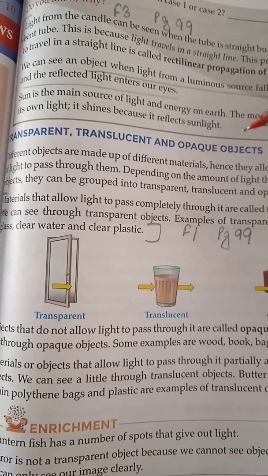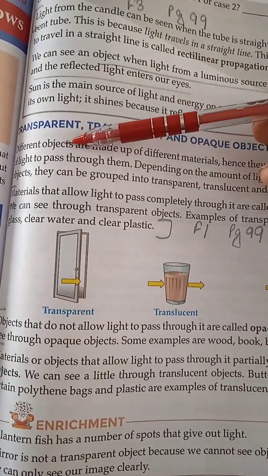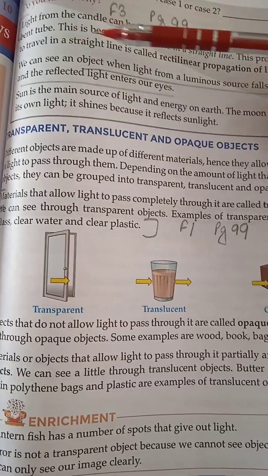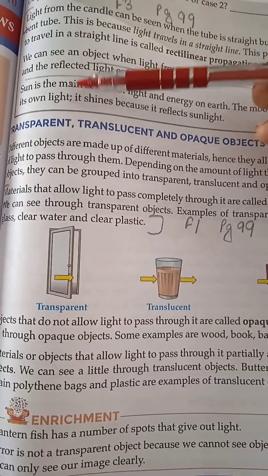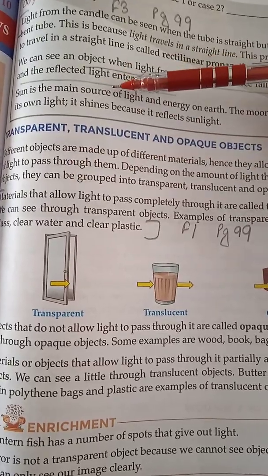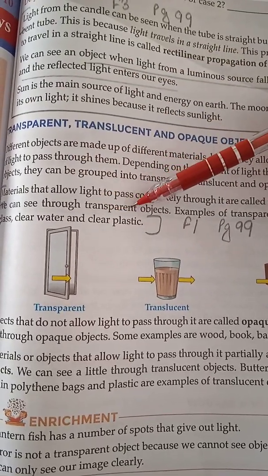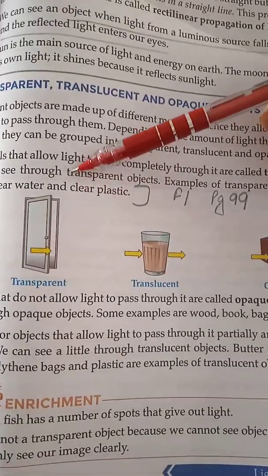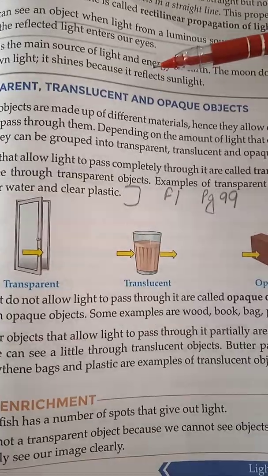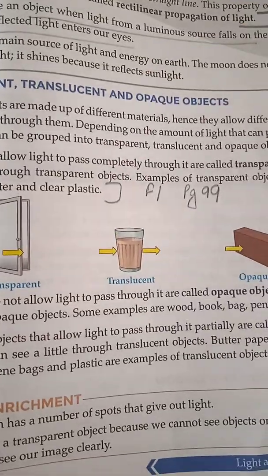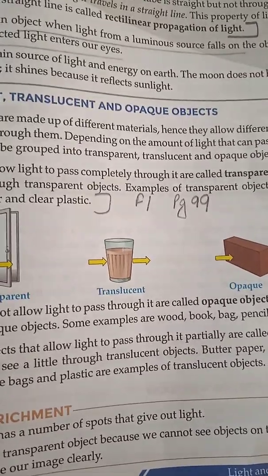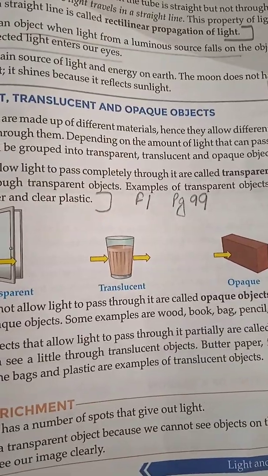Now we have to deal with three different types of objects. Transparent objects are the objects through which we can see completely. The materials which allow light to pass completely through them are termed as transparent objects. What are the examples? Clear water, clear glass. If a glass pane is there in your window, you can see whatever is outside even when the window is closed. Why? Because it is a transparent object. The light can pass through it.